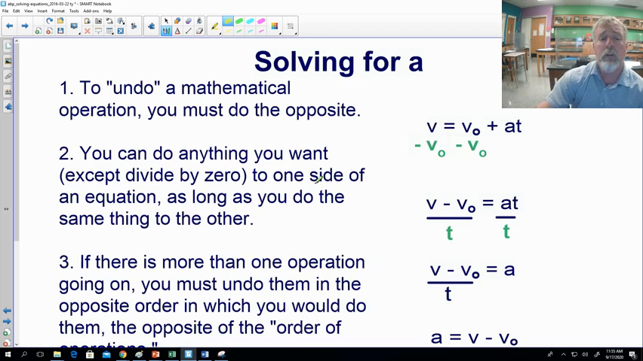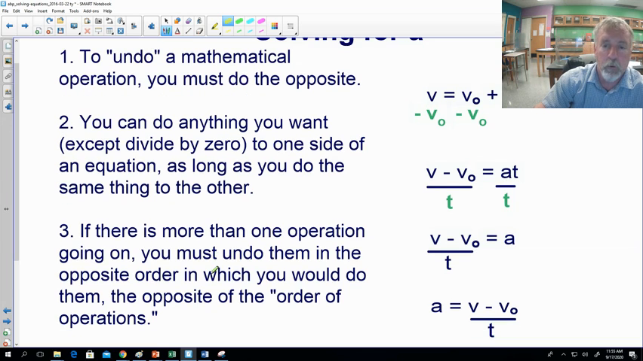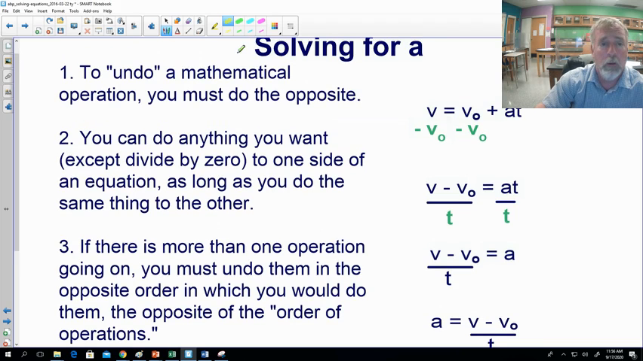Now, Rule 2 tells us that whatever we do to one side, we have to do to the other. So make sure we're doing the same thing on the right and the left. And it's really Rule 3 where we add a little bit of complexity for this particular equation. It says that if there's more than one operation going on, we must undo them in the opposite order. Well, we just talked about that. If we're going to undo them in the opposite order, that means we need to do the subtraction first and then the division.